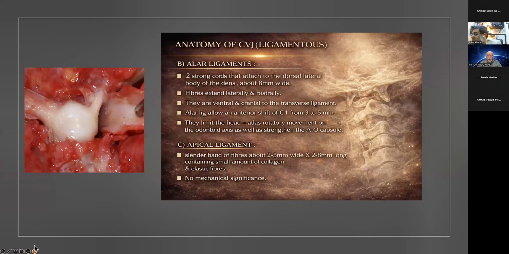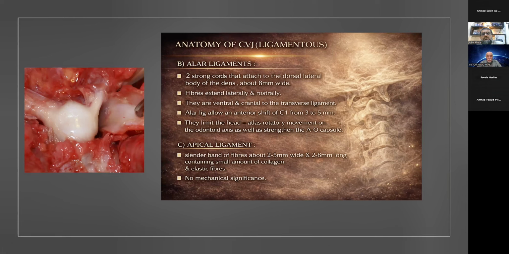Anatomy of the craniovertebral junction. The alar ligaments are two strong cords that attach to the dorsolateral body of the dens, about 8 millimeters wide. These are these ligaments. Fibers extend laterally and rostrally, as you can see in this beautiful picture. They are ventral and cranial to the transverse ligament.